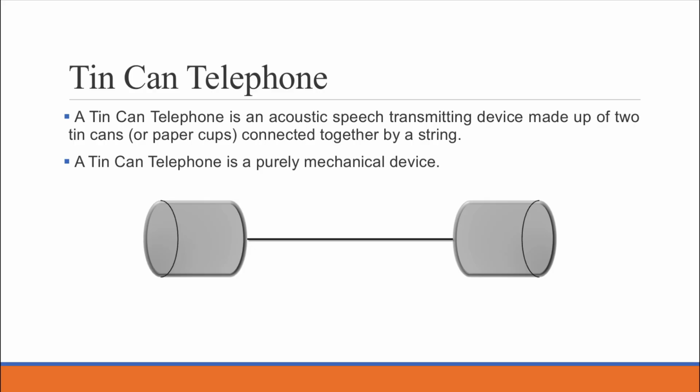A tin can telephone is a purely mechanical device because it doesn't need any electricity to work. So it's a simple DIY project. For example, all you need is two tin cans and punch a hole at the bottom of those cans, connect them together by a string, and there you have a tin can telephone.